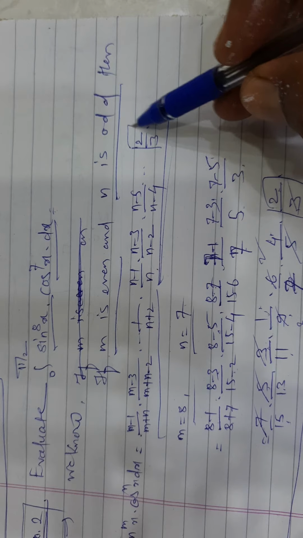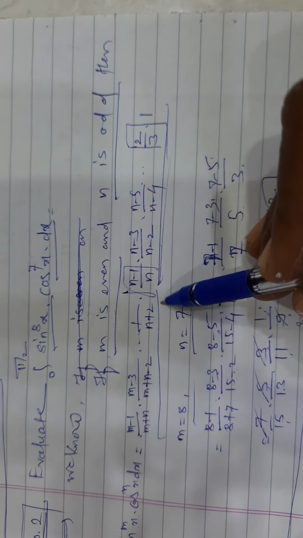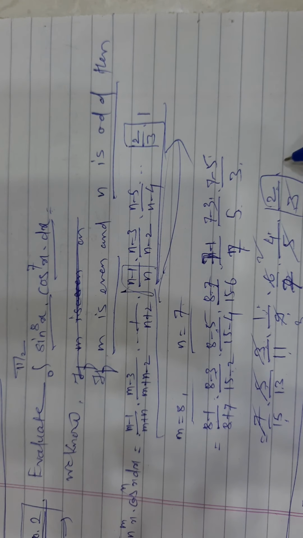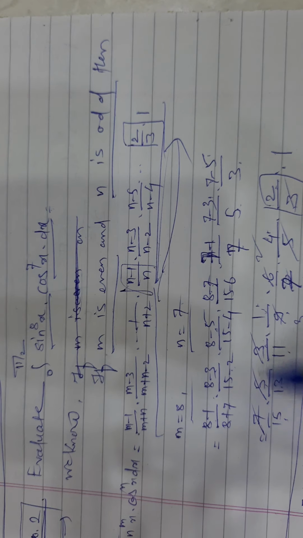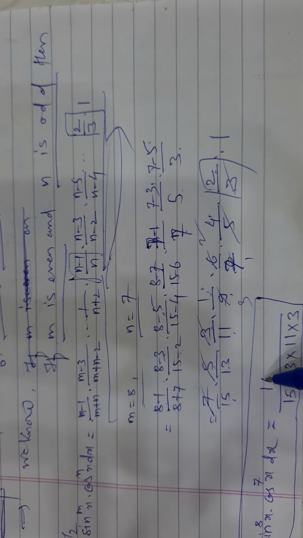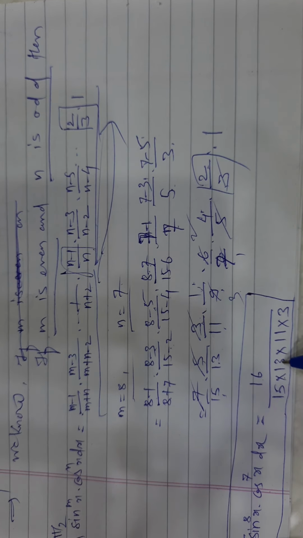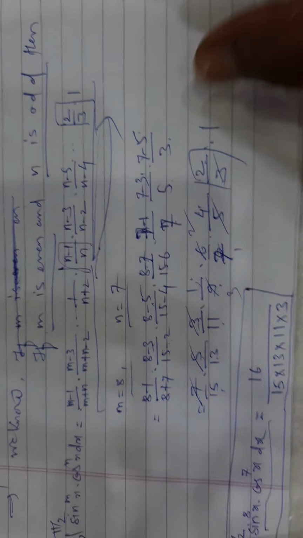In this formula, here is the 2 by 3. Using this, we arrive at 2 by 3. Then stop. After simplifying this, we get 16 upon 15 into 13 into 11 into 3. This is the integration of sin raised to 8x into cos raised to 7x with respect to x within the limit 0 to pi by 2.